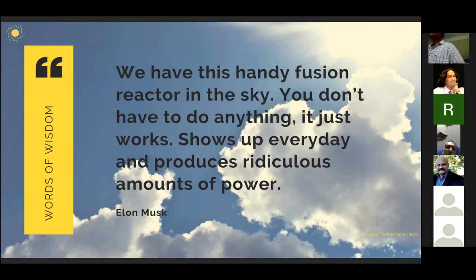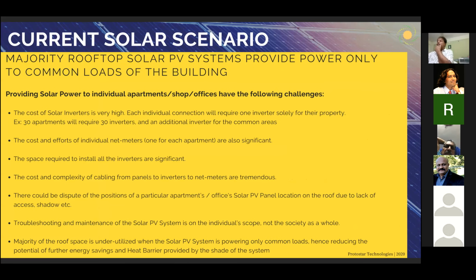This is one of the quotes you can take from Elon Musk, who is like a pioneer in climate change technologies, which is amazing. He says that we have a handy fusion reactor in the sky. You don't really have to do anything. It just shows up every day, right? So you can generate power every single day, and you don't have to do anything about it. It's not like wind, which depends on when the wind blows.